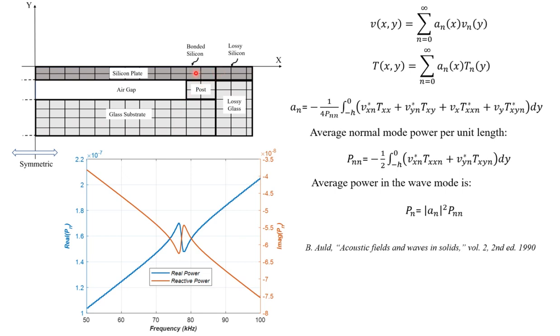Well, in this case, the frequency you can see is about 77 kilohertz, and this is due to the geometrical parameters being such that we have a 1.4 mm radius plate and a 40 micron thick silicon plate, which is bonded to a 500 micrometer thick glass substrate.